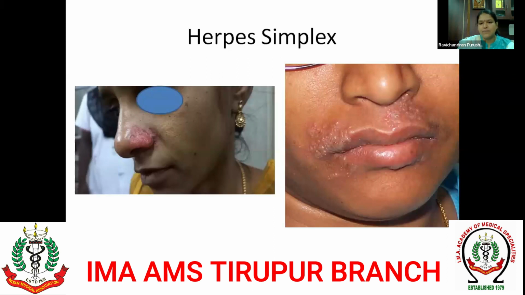We can appreciate grouped vesicular lesions over the lip. If there are more than 5 or 6 episodes in a year, we have to go for suppressive therapy for herpes simplex. When the patient is symptomatic, the shedding of the virus is more. When the patient is asymptomatic, the shedding of the virus is very little.